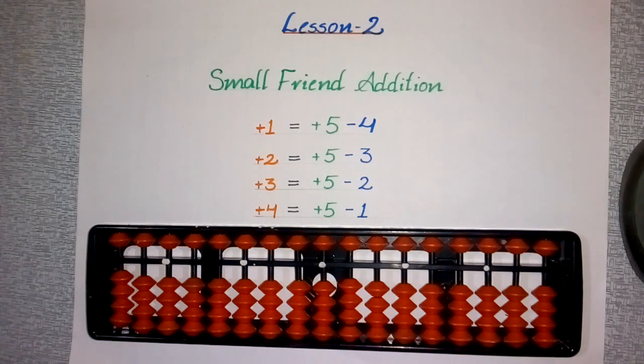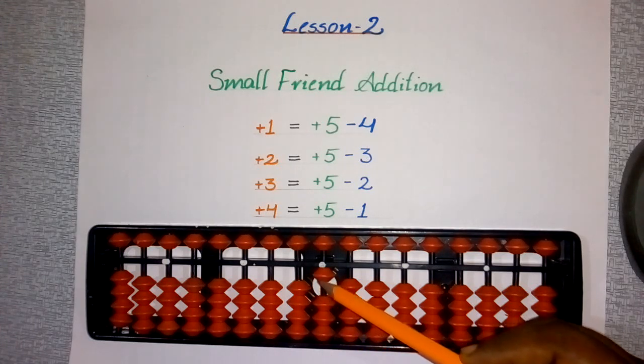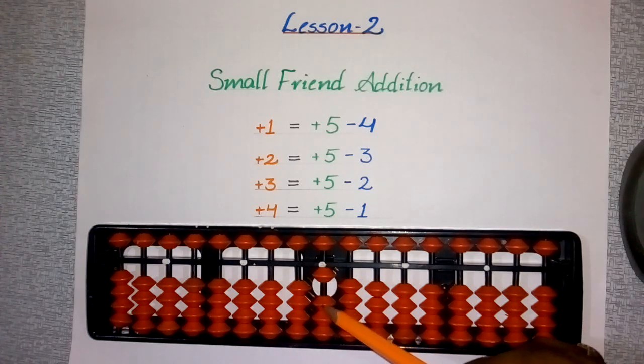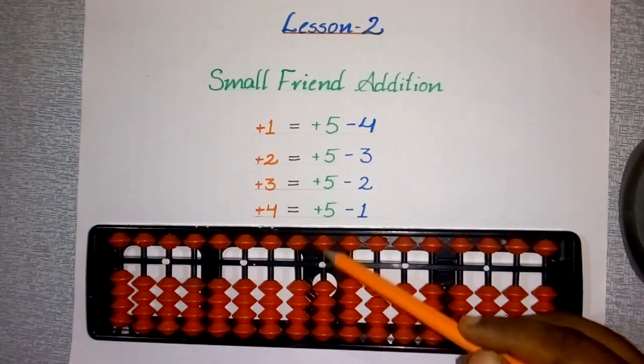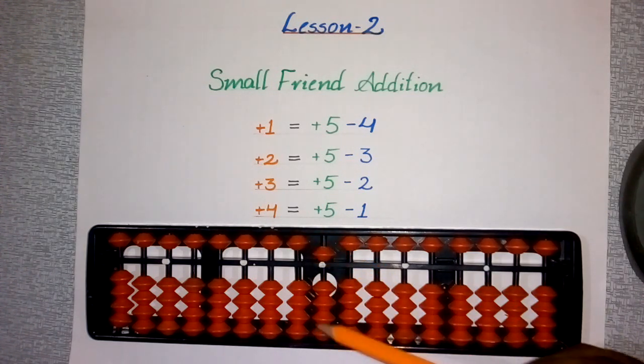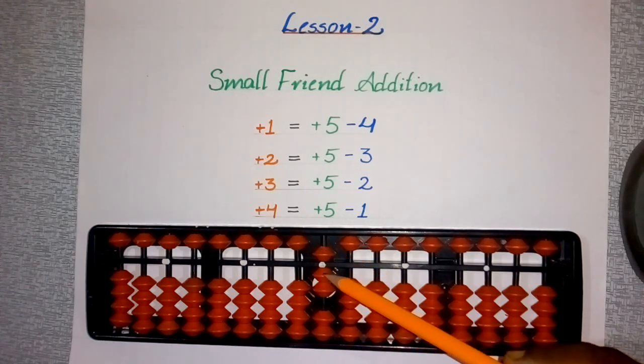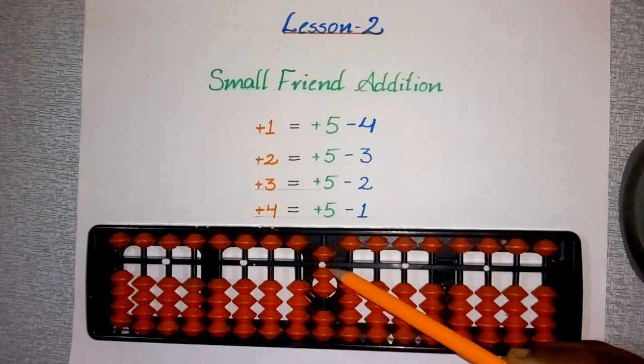Firstly, we are doing simple addition. We take plus 1, which means 1, then add plus 2, 1 and 2. Then what is the number? 1, 2, and 3. Again we have to take plus 5, which means take 5, and add 2, which means 1 and 2. Then what is the number? 5, 6, and 7.